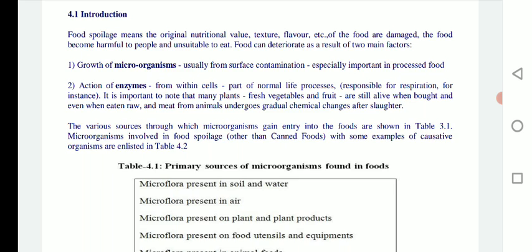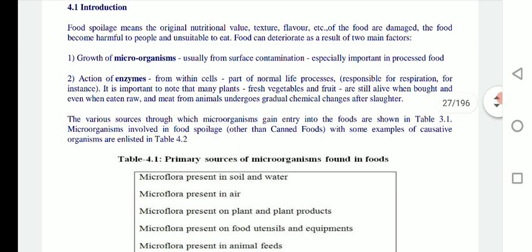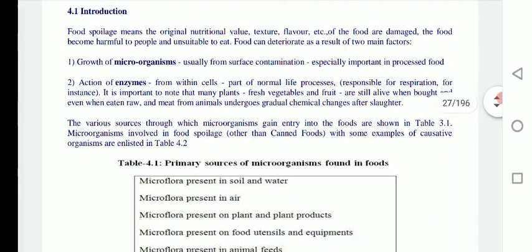So food can deteriorate as a result of two main factors. The first factor for spoilage of food is growth of microorganisms. Obviously the microbes produce some components like toxins, and these toxins produce harmful effects after ingestion of such contaminated food, and usually they contaminate the surface of that food.